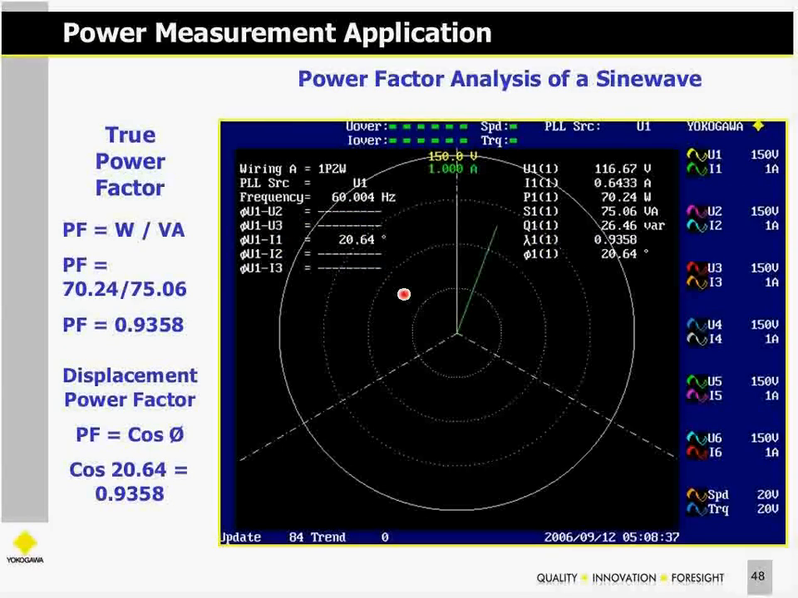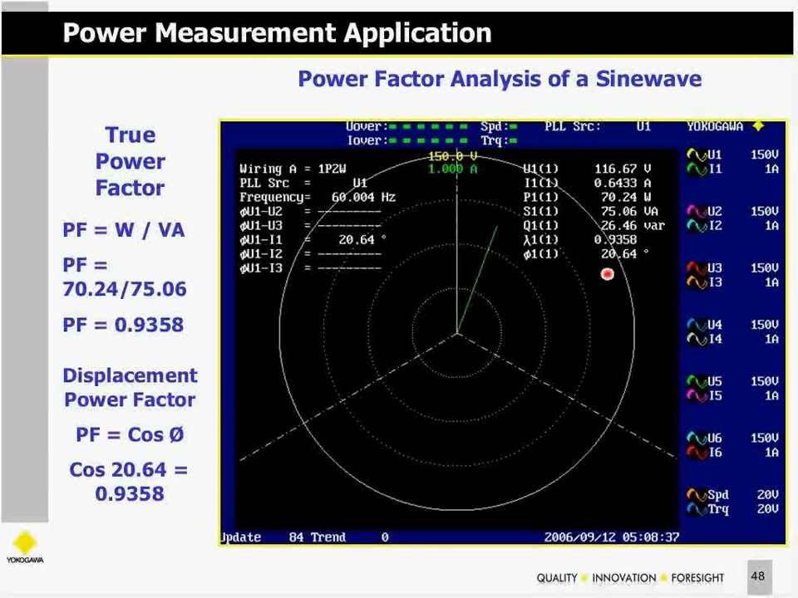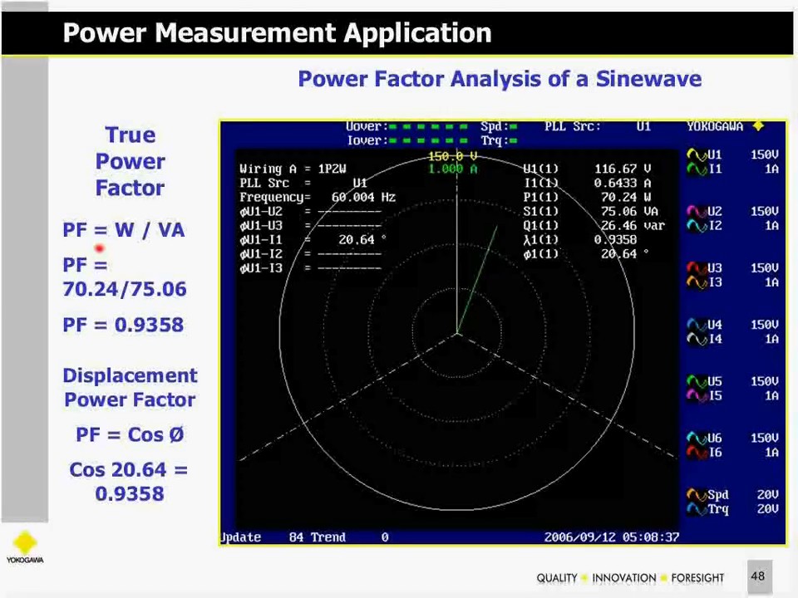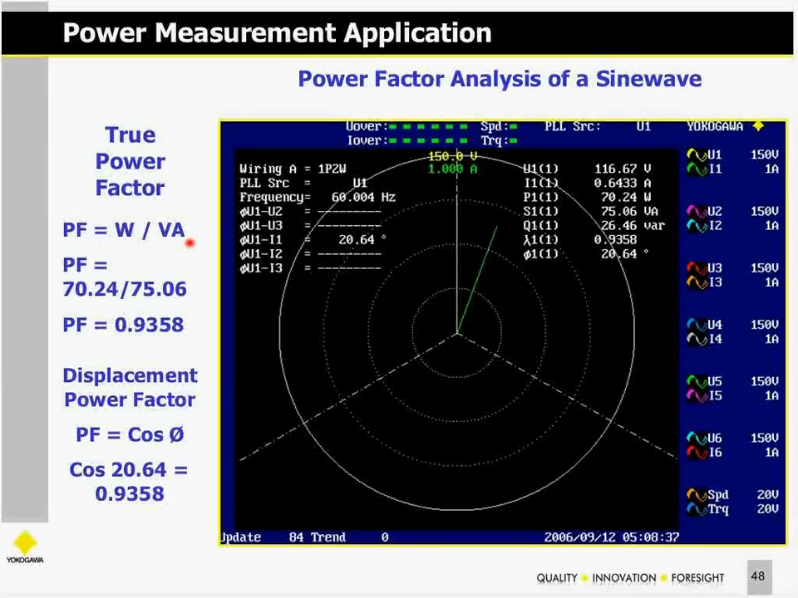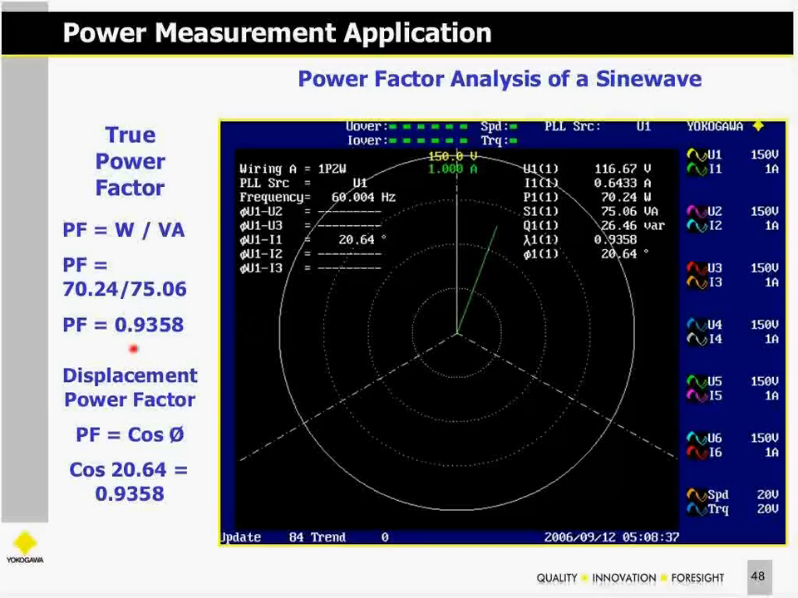Here's another example. Here's our vector diagram, and this is our voltage and the current. They've got a phase shift of a little over 20 degrees there. This could be a sine wave. So again, true power factor is watts divided by VA. Our watts is shown here at 70.24, and this is where I get that information. My VA is 75.06, which I get right over here. If I take that watts divided by the VA, I get 0.9358 for a power factor calculation.